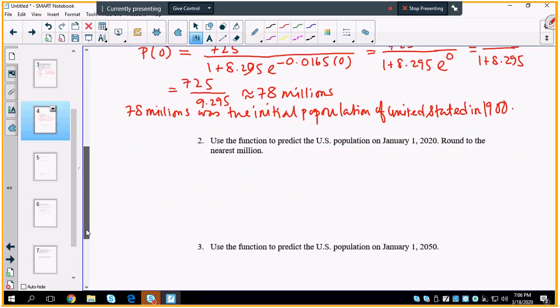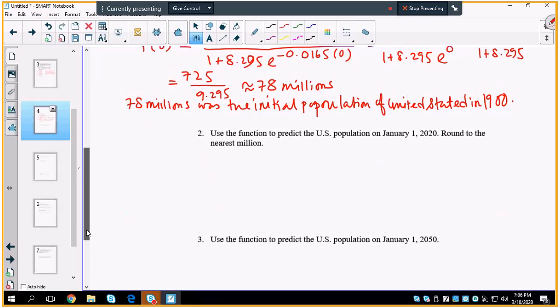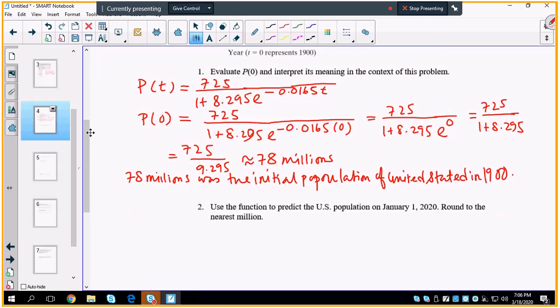Use the function to predict the US population on January 1, 2020, rounded to the nearest million. So I'm going to use the same thing, but now for 2020. I want to find t. In 2020, t is equal to 2020 minus 1900, where the census started. 0 minus 0 is 0, 2 minus 0 is 2, 10 minus 9 is 1, 1 minus 1 is 0. So this is 120 years.